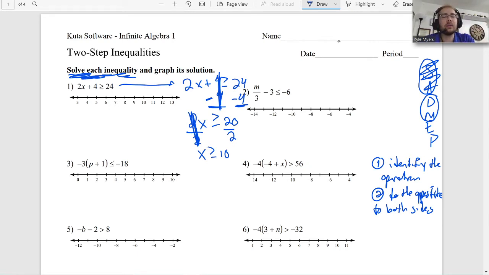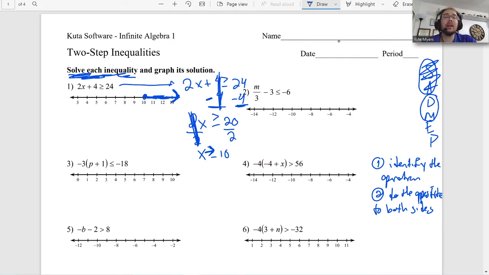X greater than or equal to 10. If the letter is on the left, that's where it should be. If it's not, you have to flip it. Also, once the letter's on the left, if I do this right here, notice it makes a little right arrow. I just turned that greater than symbol into a right arrow. That means that at 10, there should be a right arrow.